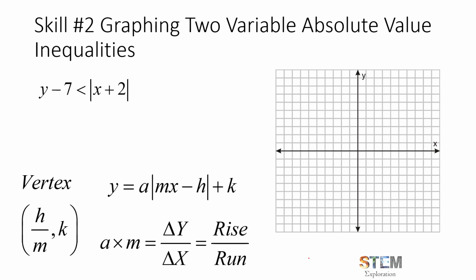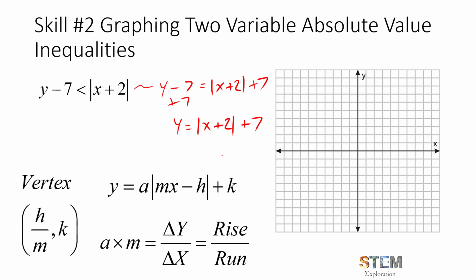So let's look at graphing two variable absolute value inequality. If we have a situation where we have y minus 7 is less than the absolute value of x plus 2, I'm going to do the same thing that I just did in the previous examples. So I'm going to temporarily assume y minus 7 equals the absolute value of x plus 2, add 7 to both sides, and write y is equal to x plus 2 in absolute value bars, plus 7.